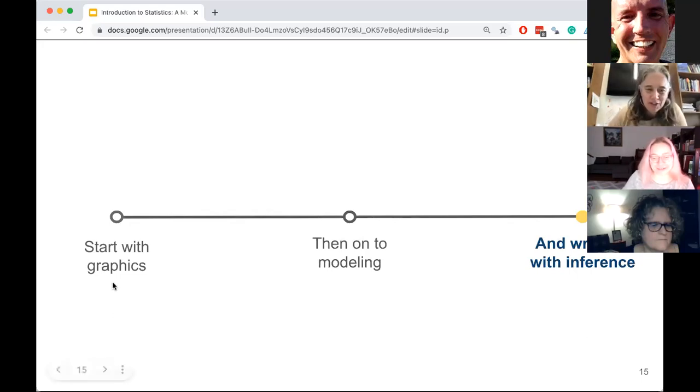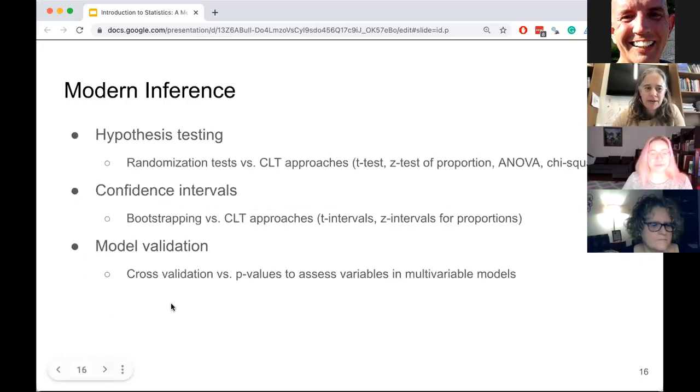So I'm going to talk a little bit about inference, and inference is, personally, what I think makes some of our work more different than most introductory curricula.